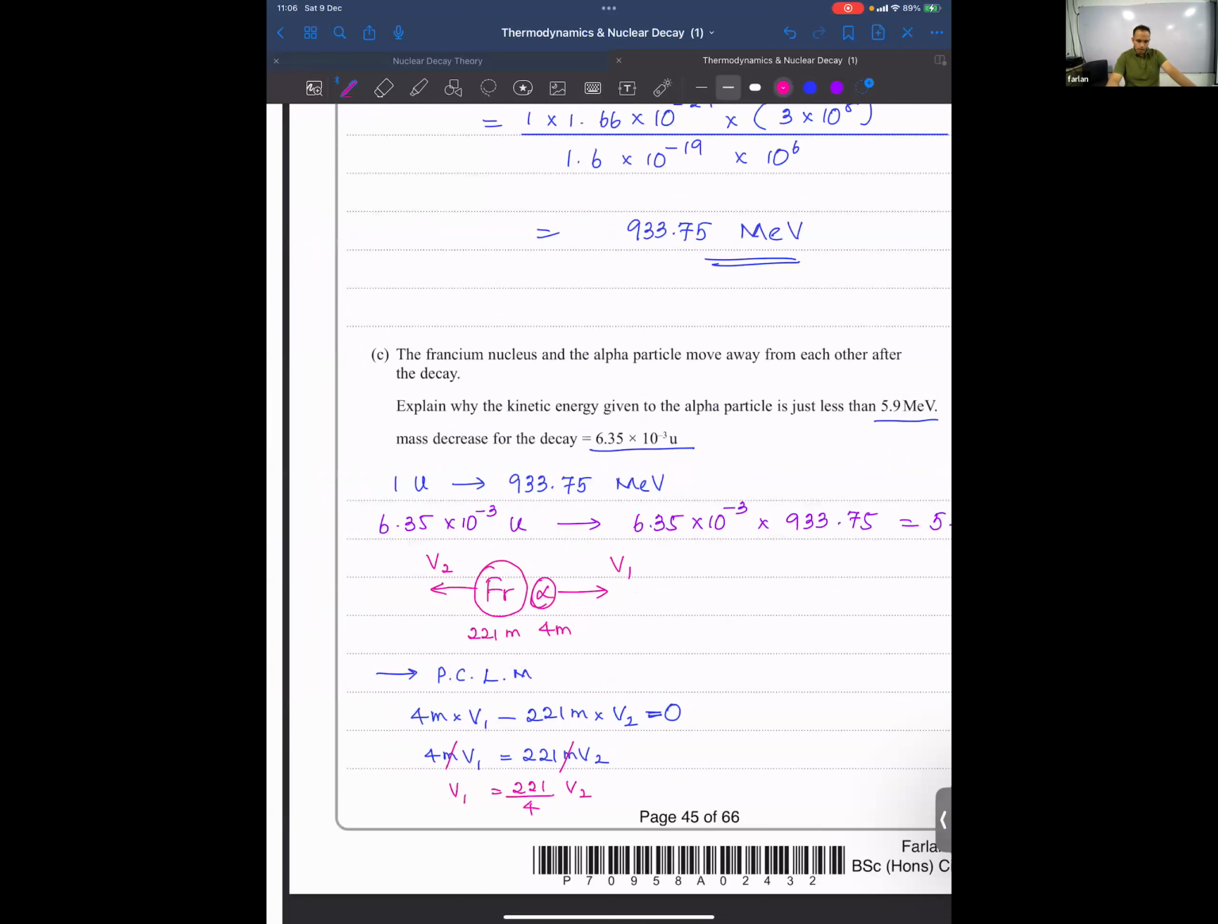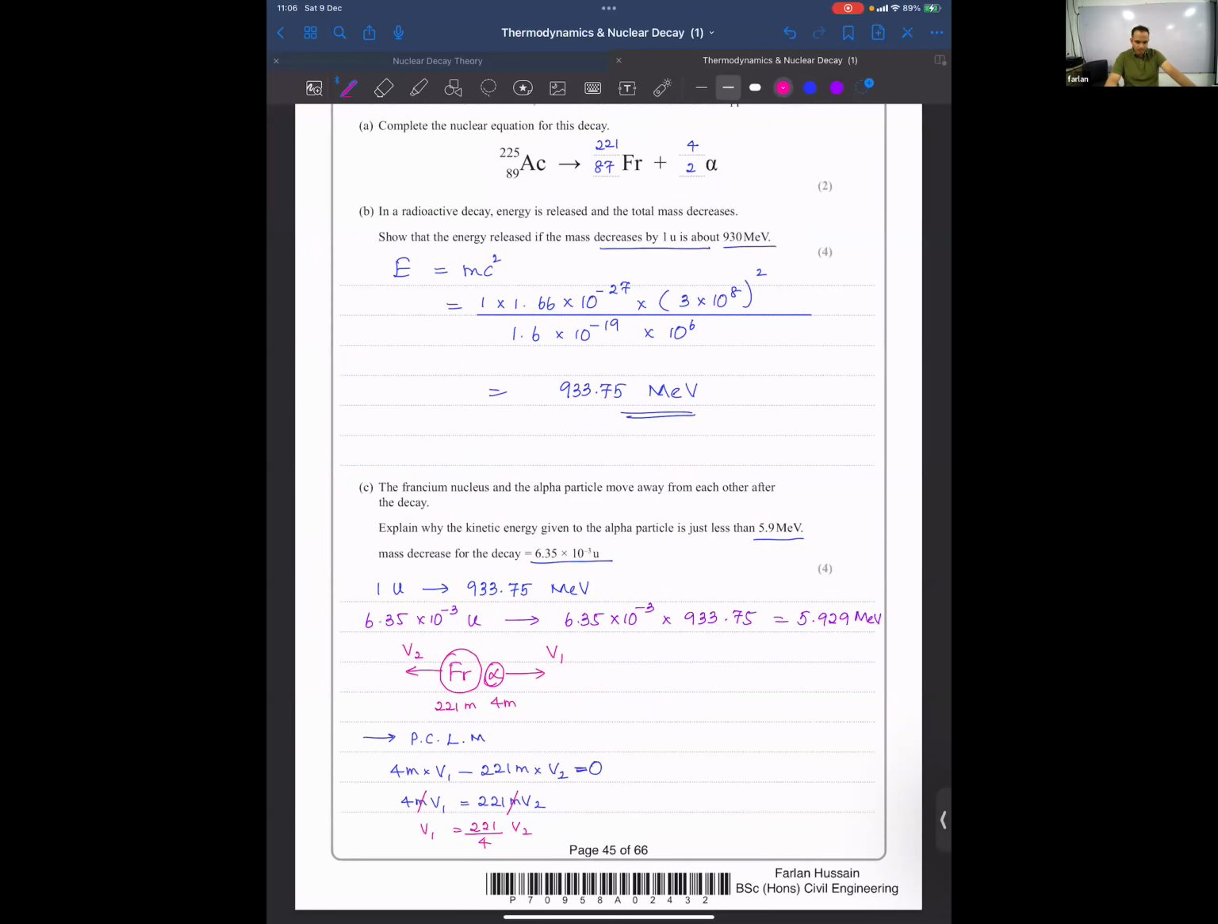Now I know the speeds. I want to find the kinetic energy of the alpha particle. That's the question, right? Explain why the kinetic energy given to the alpha particle is just less than 5.9. So I need to find the kinetic energy of the alpha particle and show that it is going to be less than 5.9. Correct?